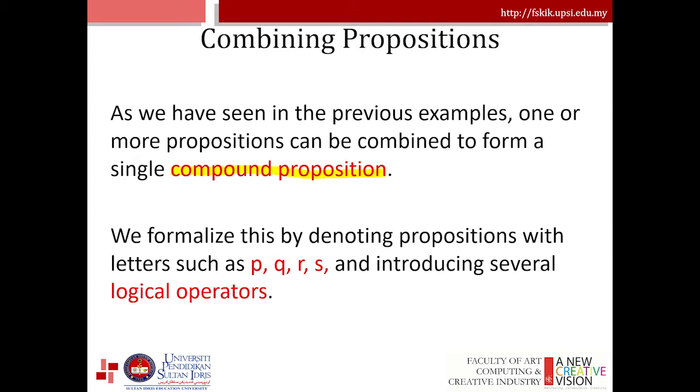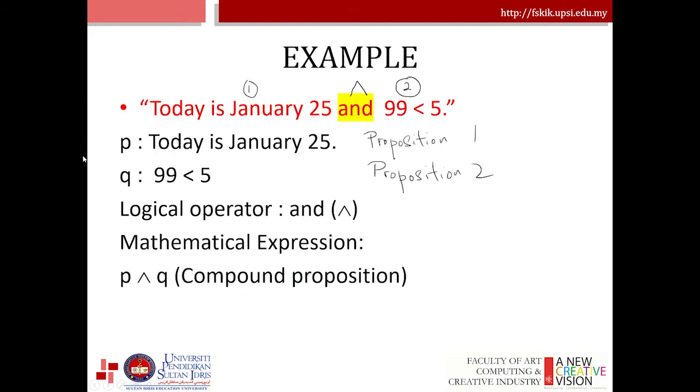A conjunction is a compound proposition which consists of two propositions joined by the connective and. This one I repeat again. We formalize this by denoting the propositions with letters such as P, Q, R, and S, and introducing several logical operators. Later we see this one. Okay, example, please bear in mind.